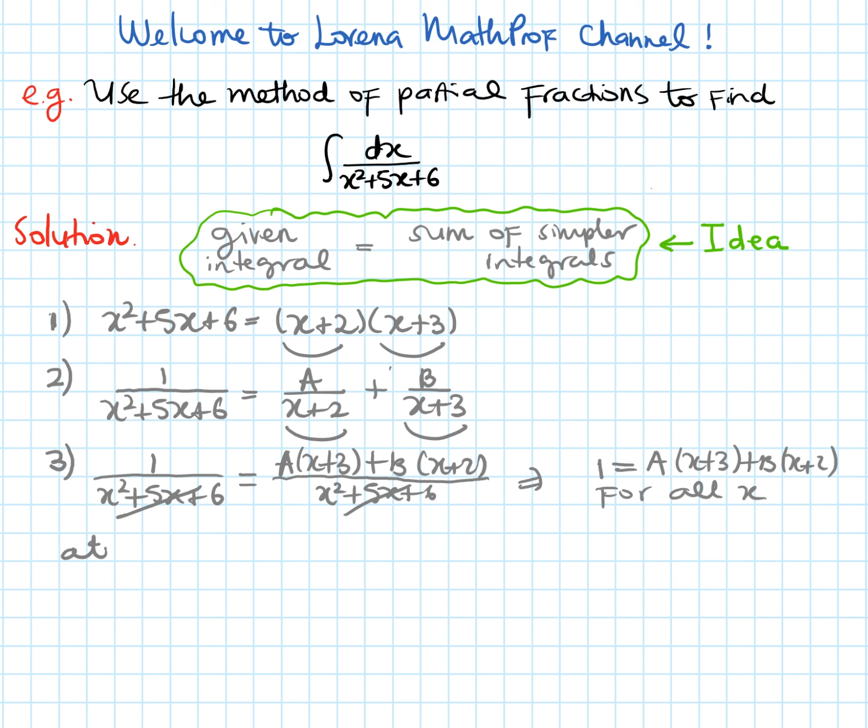I would choose x equal to minus 3 and x equal to minus 2 because that allows me to remove one of the variables. When I make x equal to minus 3, I get that 1 has to be equal to a times minus 3 plus 3. So a will go away, plus b times minus 3 plus 2. And that's minus b.